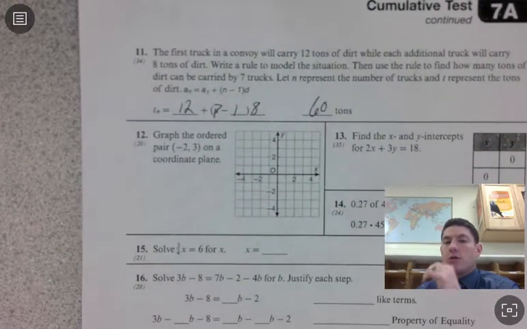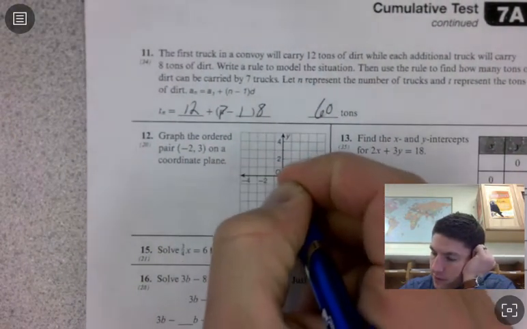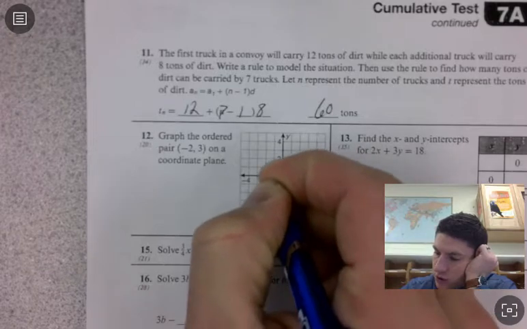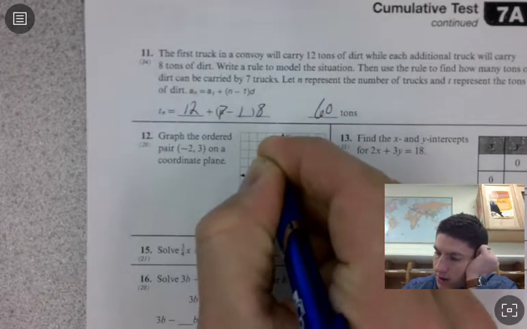Number 12, graph the ordered pair negative 2, 3. The first number tells me which way to go on the x-axis, negative 2, up 3. I'm going to be right there.